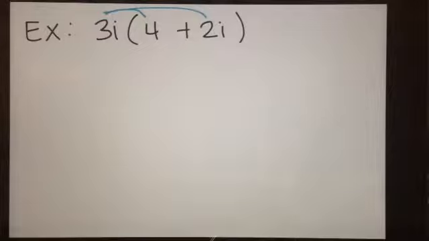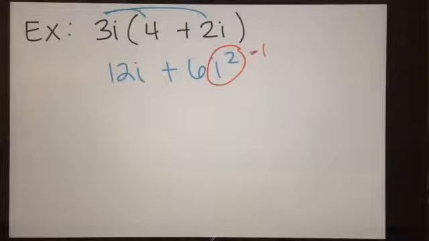All right, next example is 3i times 4 plus 2i. Again, I'm going to show you how to do it by hand so that it's not confusing. So 3i multiplied by 4 is 12i. 3i multiplied by 2i is positive 6i squared. So here when we're doing it by hand, we have to remember that i squared is actually negative 1, and 6 times negative 1 is actually negative 6. So right now we have positive 12i and negative 6.